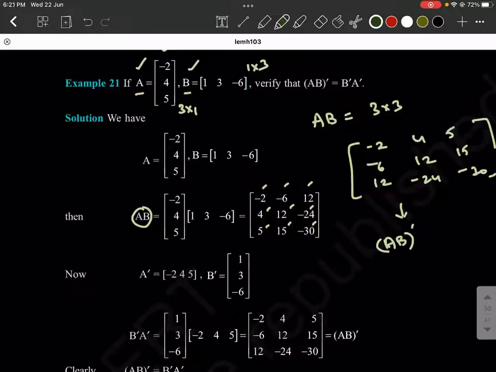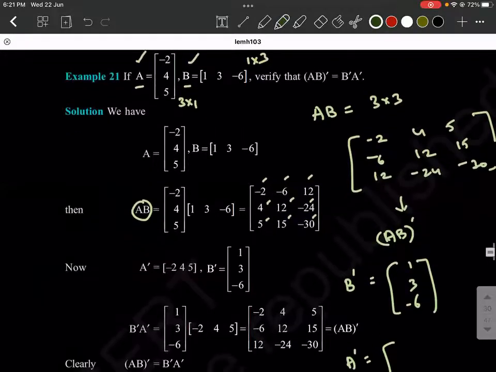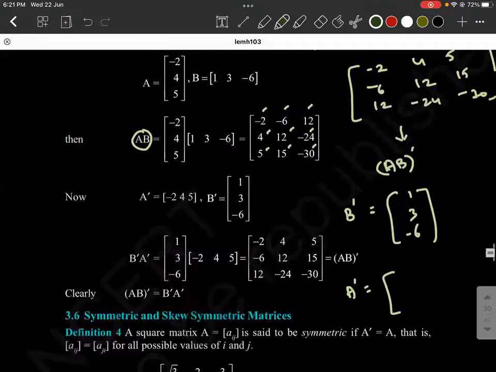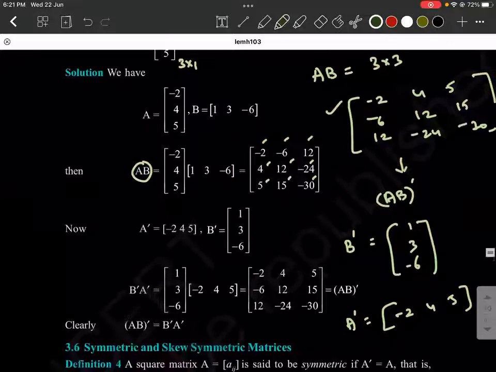Now you know what B transpose is, right? Can you find B transpose individually? B transpose will become 1, 3, -6, meaning a row matrix has got converted to a column matrix, and A transpose will be -2, 4, 5, meaning a column matrix will get converted to a row matrix. Okay. Now, when you multiply these two, you should actually get AB transpose. That part I'm leaving to you. You can try, and if there is any doubt, reach out.